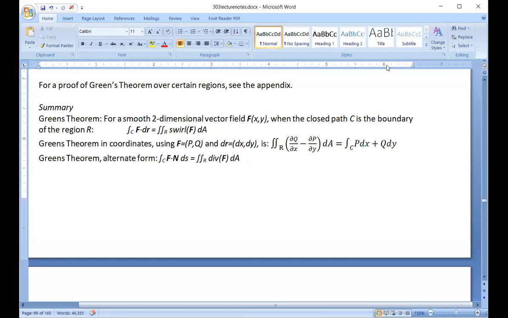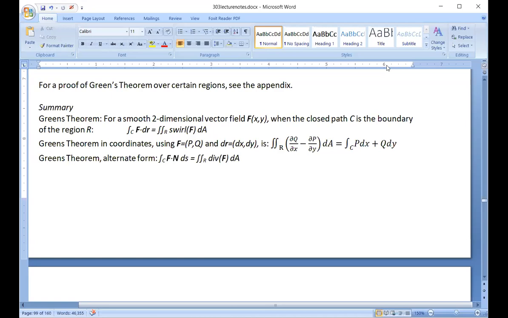So a quick review. So what's Green's theorem? Green's theorem says for a smooth two-dimensional vector field F of x, y, where the closed path C is the boundary of the region R, you get this: the vector line integral over C of F dot dr is just the double integral over the region of swirl of F dA. We can also write this out using coordinates instead of vectors. And that would give you the version: the double integral over the region of dq dx minus dp dy, all that dA, equals the line integral over the curve of p dx plus q dy.